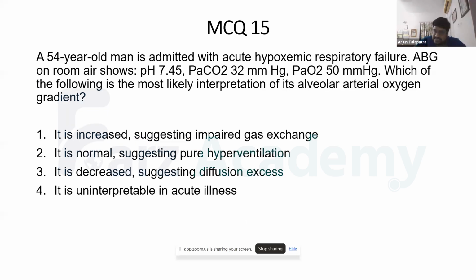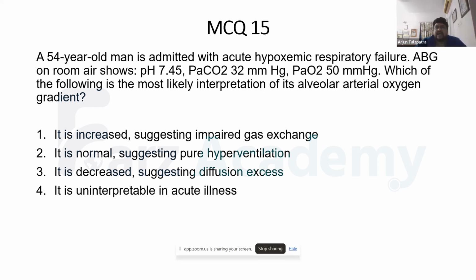Okay. Next question. Let us try to get through these MCQs as fast as we can, right? Because these are all very simple questions. So here you have a patient who's admitted with hypoxemic respiratory failure. This is the ABG, right? ABG on room air: pH 7.45, PCO2 32, PaO2 of 50.